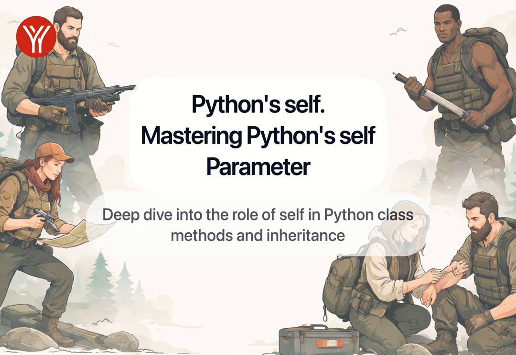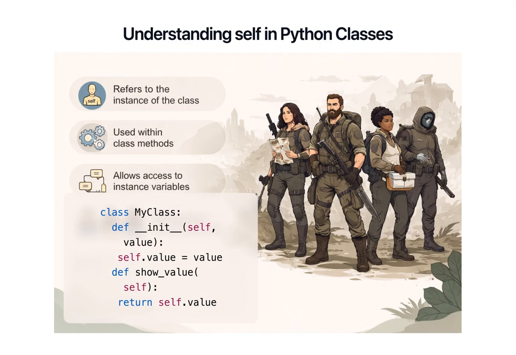Python programming language, self-parameter. Deep dive into the role of self in Python class methods and inheritance. In Python, self is a reference to the current instance of a class. It is used within class methods to access instance variables and differentiate data specific to each instance.